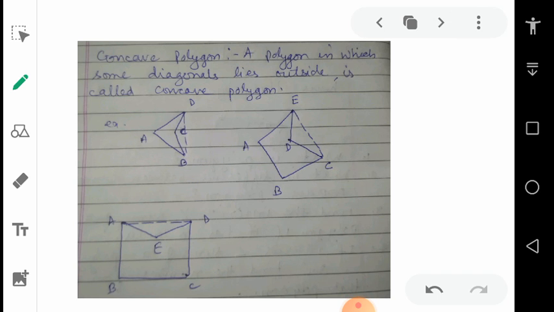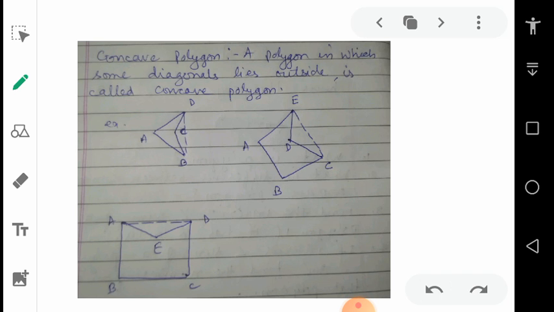See here in the picture, what is a concave polygon? A concave polygon is one in which diagonals lie outside. Okay, for example, in the first shape you can see ABCD. Okay, this ABCD is a polygon, and if we connect the corners B and D, then you can see the dotted line and it lies completely outside the polygon. So in this case it is a concave polygon.